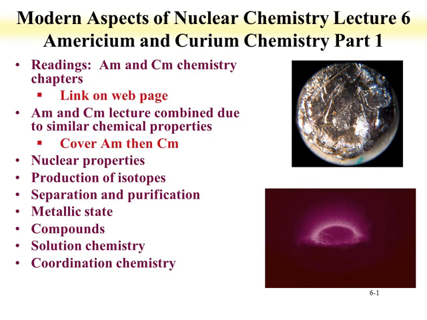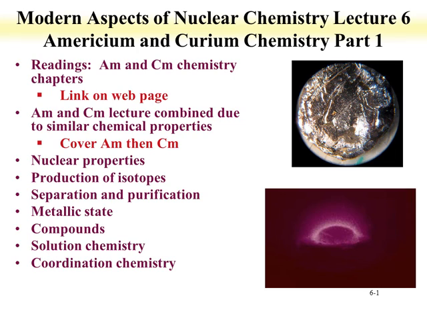Welcome to the 6th lecture for Modern Aspects of Nuclear Chemistry. This lecture is on the chemistry of Americium and the chemistry of Curium. It's in two parts. The readings for both parts are the Americium chapter and Curium chapter of Chemistry of the Actinides and Transactinides. These will be linked on the webpage.